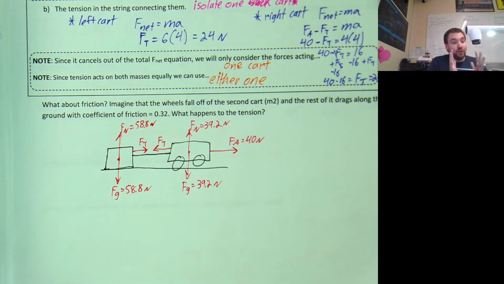Not rolling. It's no longer rolling. It's dragging along the ground with a coefficient of friction. Which way is friction going to act? Opposite the applied force, because it's going to oppose motion. Good.